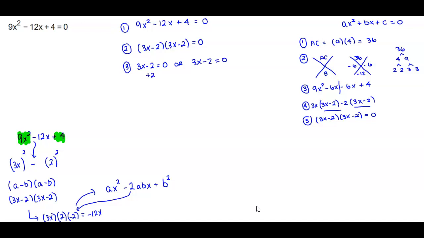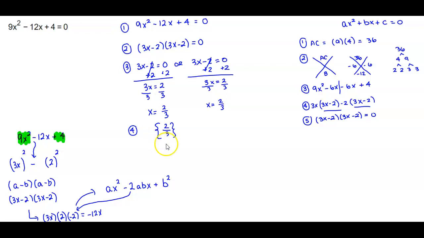So now we have 3x minus 2 equals 0, or 3x minus 2 equals 0. If we solve for x, we add 2 to both sides, and we get 3x equal to 2. Divide both sides by 3, and then x is equal to 2/3. Over here, if we add 2 to both sides, again, we get 3x equal to 2. Divide both sides by 3, and x is equal to 2/3. So that means we're getting two solutions that are the same. So technically, it's only one solution, but it's a double solution. So the only solution to this particular problem is 2/3.